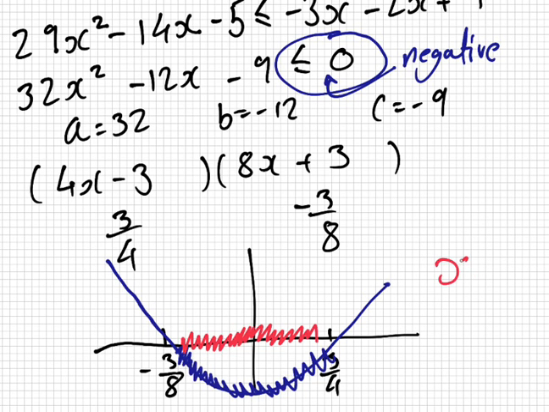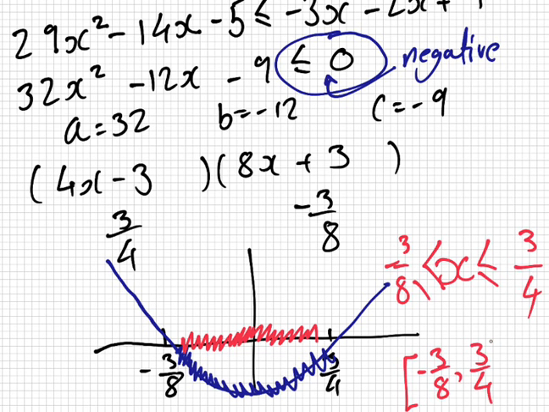So x is to be bigger than minus 3 over 8 and smaller than 3 over 4. Or another way of writing it is like this: minus 3 over 8 to 3 over 4. Like that.